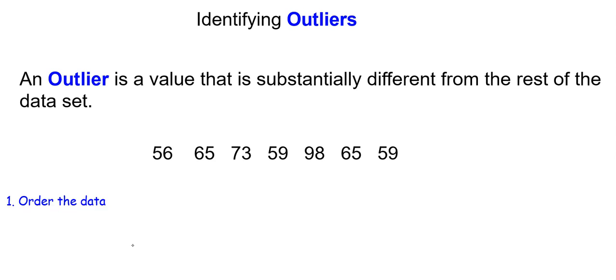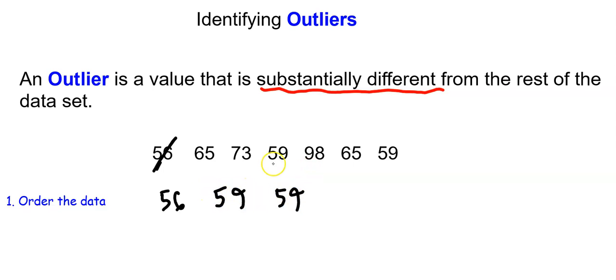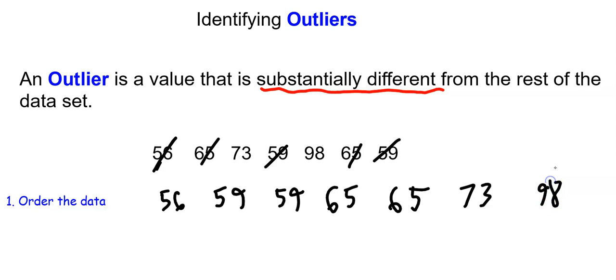So identifying outliers. So sometimes an outlier is easier to see when you put the numbers in order. But there's not an exact definition, it's when a number is substantially different from the rest of the data set. So if we first put this data set in order, so let's try to do that here. So it looks like 56 is the smallest number, and then it's going to cross that out as we go. So that's, let's see, 59. There's a couple 59s. Here's a 65, 65, 73, and a 98.